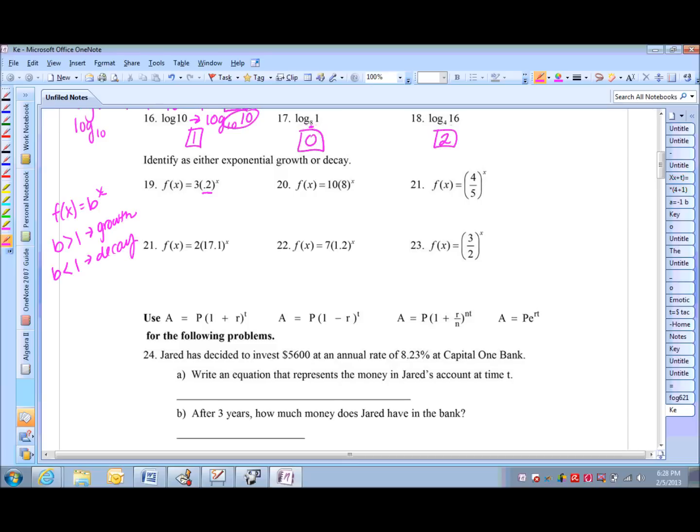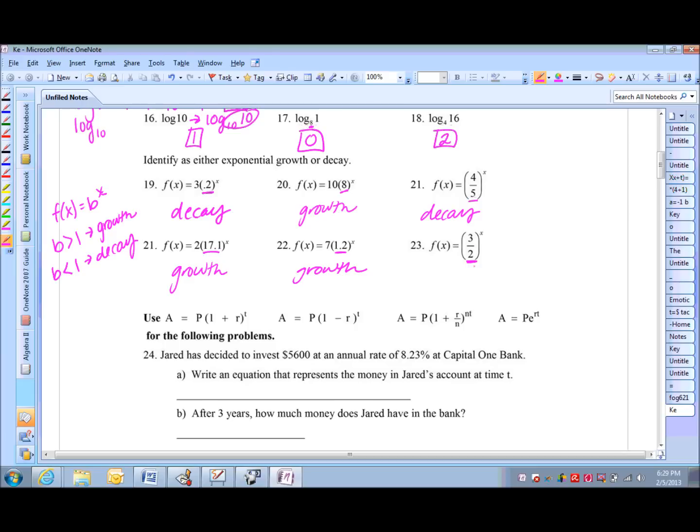So, in problem 19, our b value is 0.2. Therefore, it's less than 1. So 19 is an exponential decay function. In 20, our b value is 8, so it's greater than 1, so we are dealing with exponential growth. In 21, our value is 4/5, and 4/5 is less than 1, therefore we're dealing with decay. In 22, our b value is 17.1, so we are dealing with growth because 17.1 is greater than 1. Here, our b value is 1.2, which is greater than 1, so that is growth.